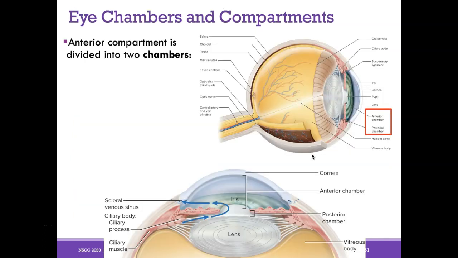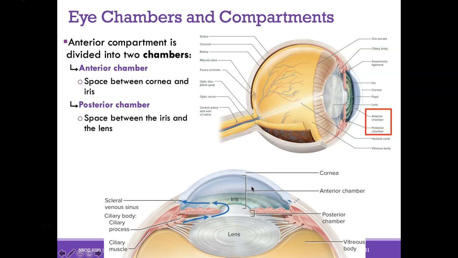The anterior compartment is broken up into two chambers. So this is where it gets a little tricky. So there's an anterior compartment and a posterior compartment, but the anterior compartment has two different chambers to it. There's the anterior chamber, and that's simply the space between the cornea of the fibrous layer and the iris of the vascular layer. That's the anterior chamber.